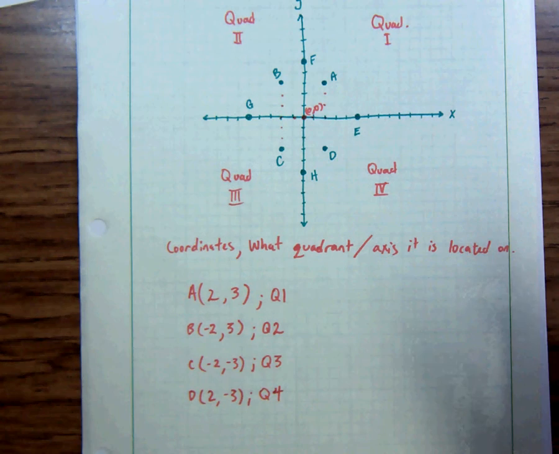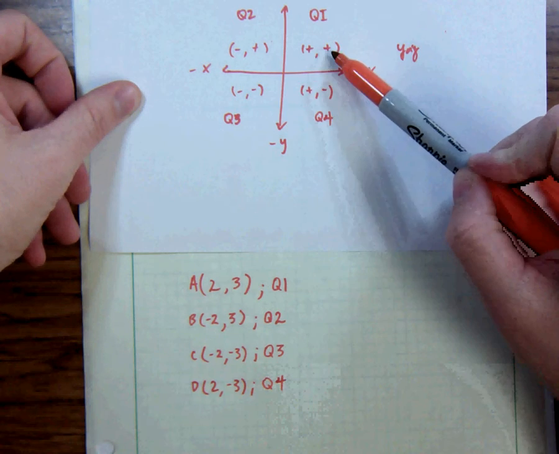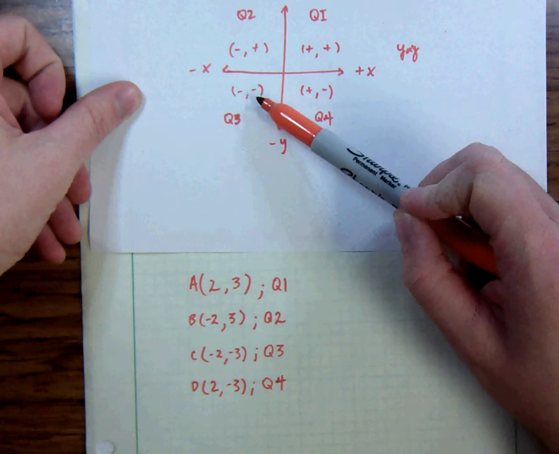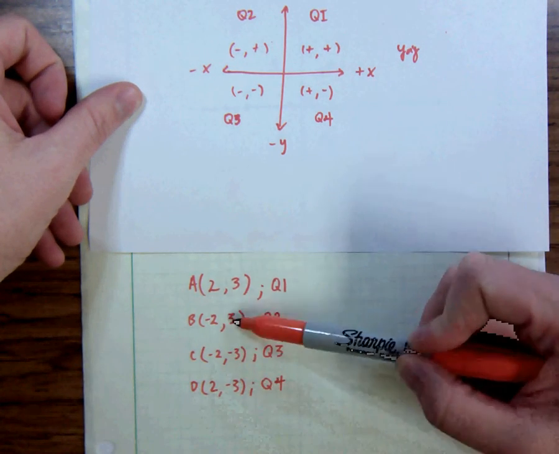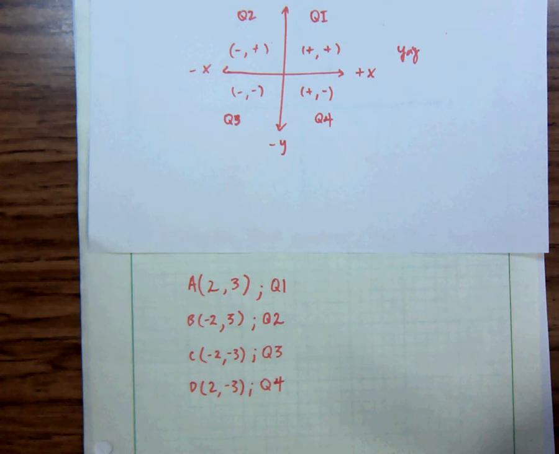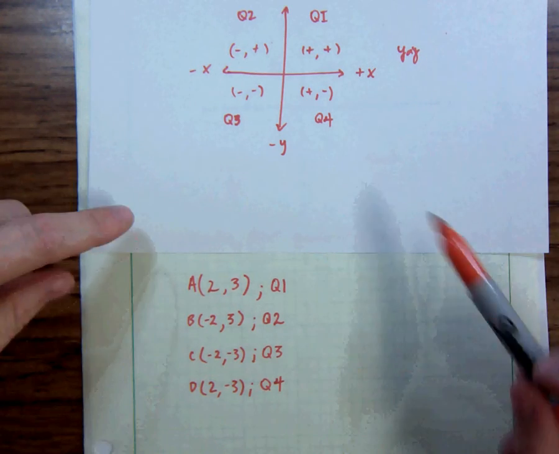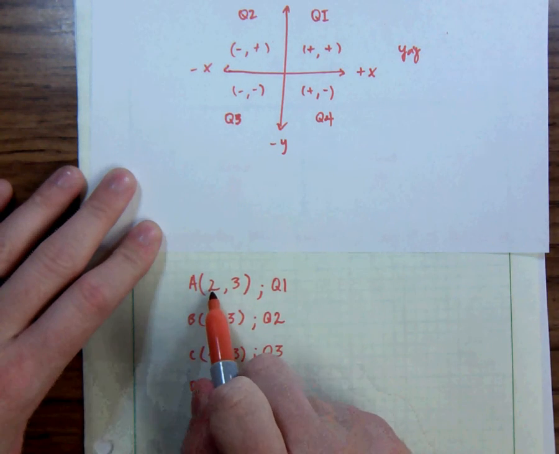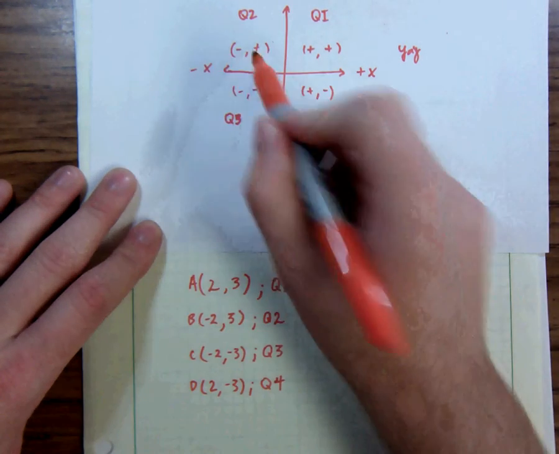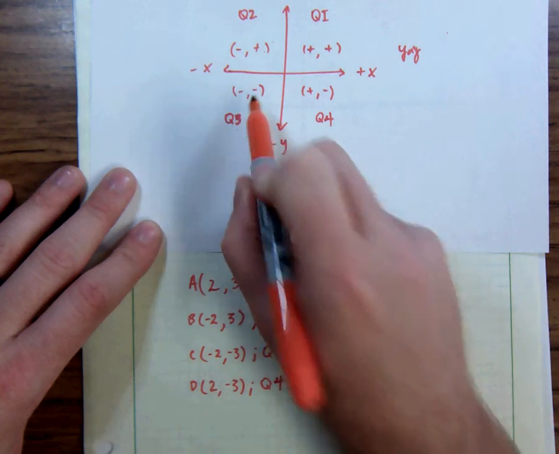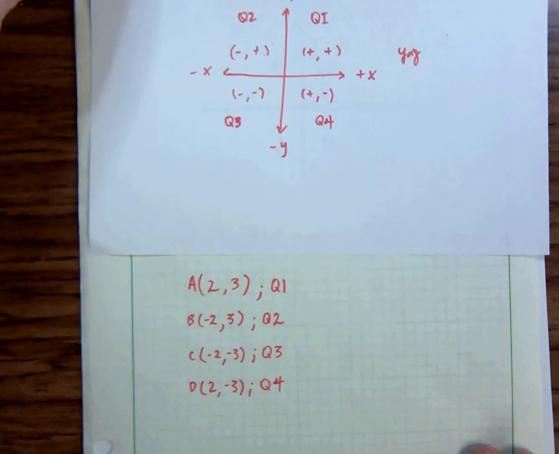Now, last video I showed you this, where I said quadrant 1 is positive, positive, quadrant 2 is negative, positive, negative, negative, positive, negative. And notice on here we have 2, 2, 2, 2, 3, 3, 3, 3. That's on purpose to point out the fact that quadrant 1 is 2, 3. It's positive, positive. Quadrant 2 is negative, positive. Quadrant 3, negative, negative. Quadrant 4, positive, negative. So I wanted you to catch that.